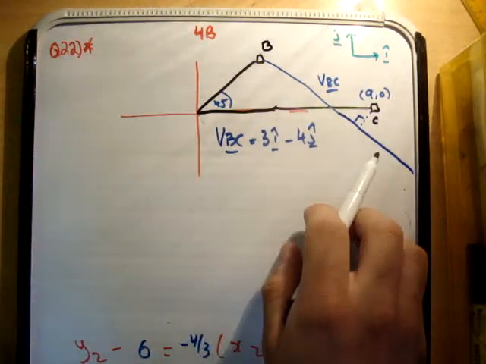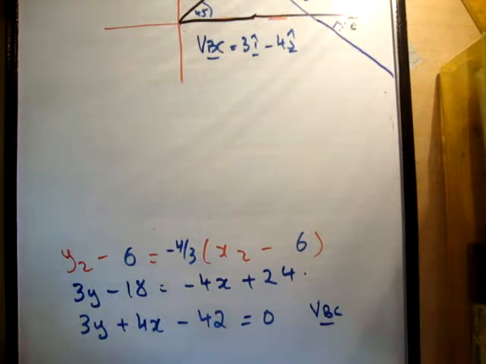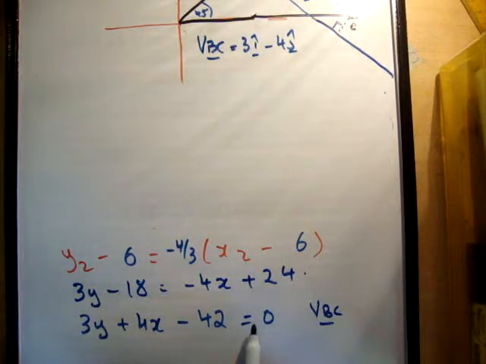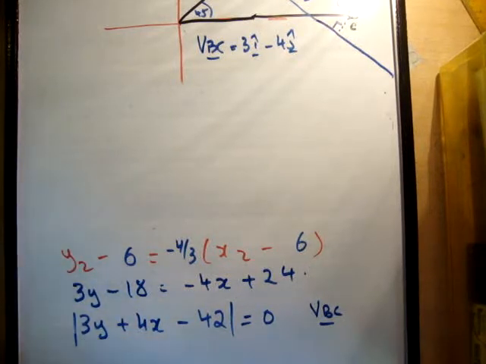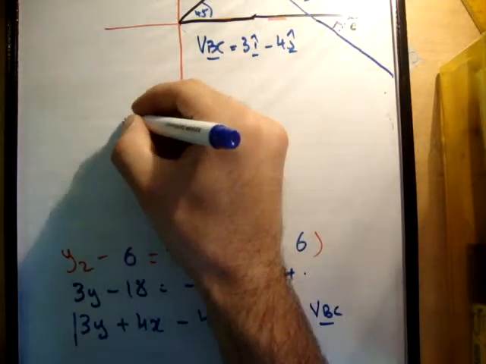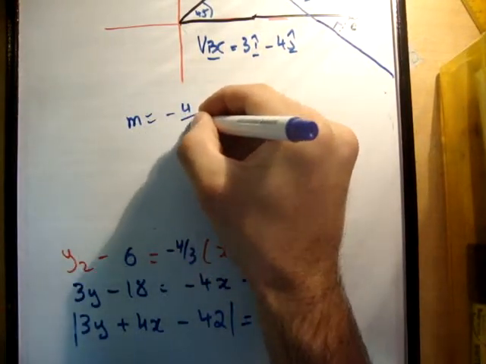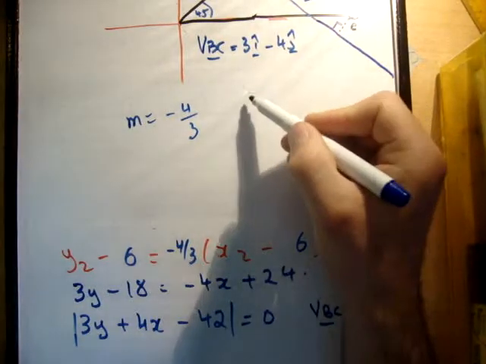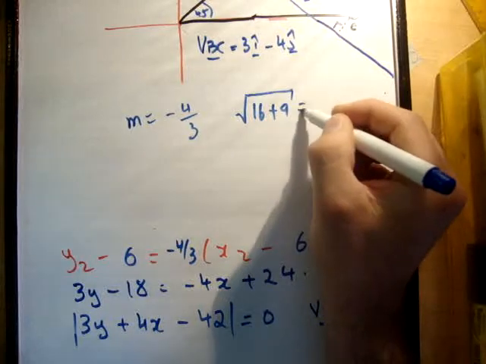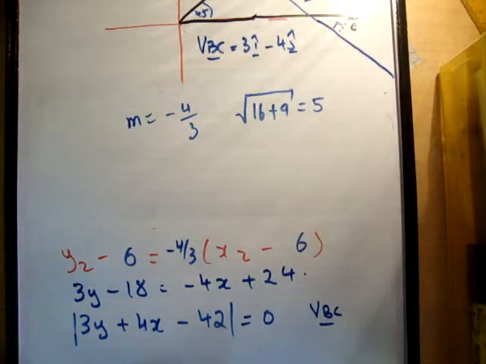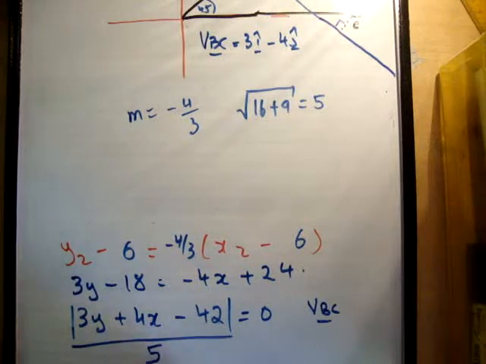If we plug in any point on this line, we will get 0, which means we're on the line. If we plug in a point which is not on this line, we will get a positive number, or if we take the magnitude of it, we will get a positive number. And what we'll do is divide this by the magnitude of the slope vector. So you knew that m was equal to negative 4 over 3, so the magnitude of that vector would have been the square root of 16 plus 9, which is equal to 5. So we need to divide this by 5.